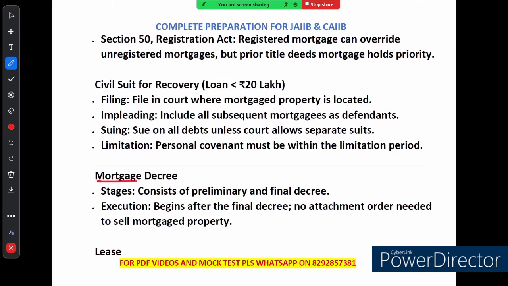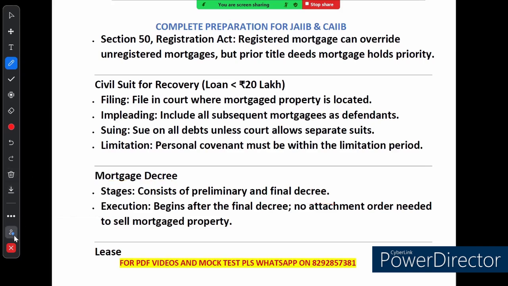Let's move on to the mortgage decree. A mortgage decree is a court order that consists of two stages. The first is called preliminary, the second is called final. The preliminary decree lays out the terms for the repayment, and the final decree allows the sale of the property if repayment does not happen. Now let's quickly touch on leases.